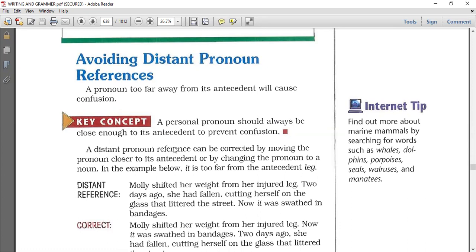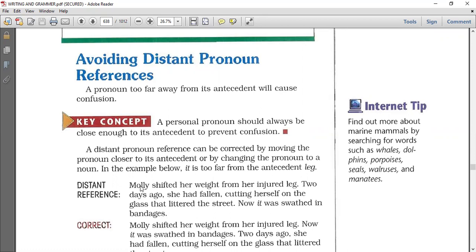A distant pronoun reference can be corrected by moving the pronoun closer to its antecedent or by changing the pronoun to a noun. Look at the example below. "It" is too far from the antecedent "leg."